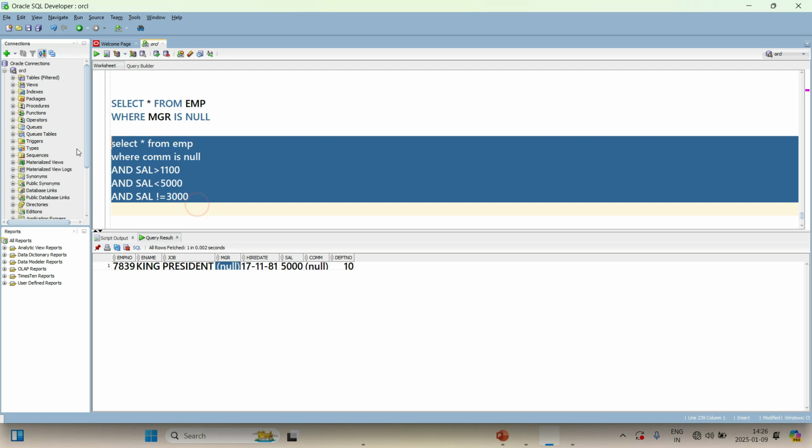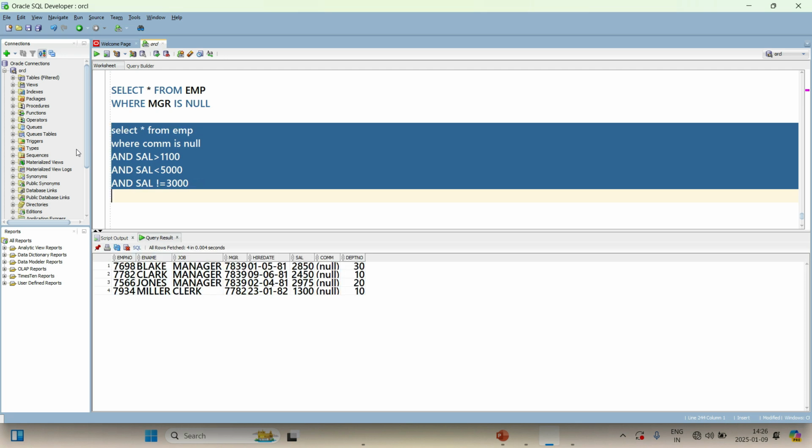Now if I run this query, see what output you are getting. These are the employees who are not making any commission, and then we have salary greater than 1100, less than 5000, and salary not exactly equal to 3000, right?